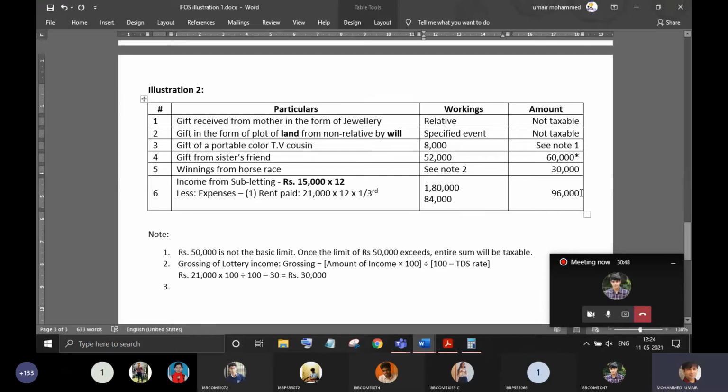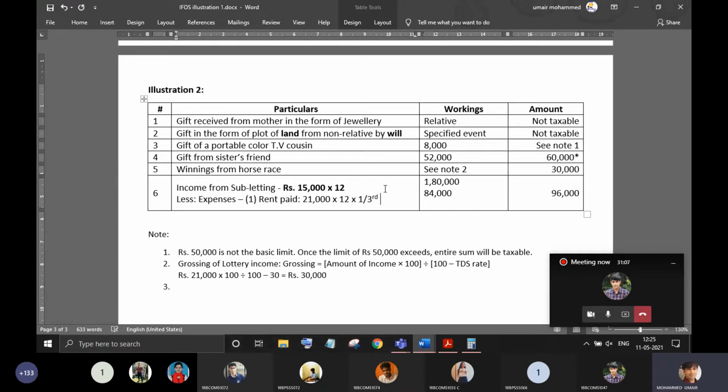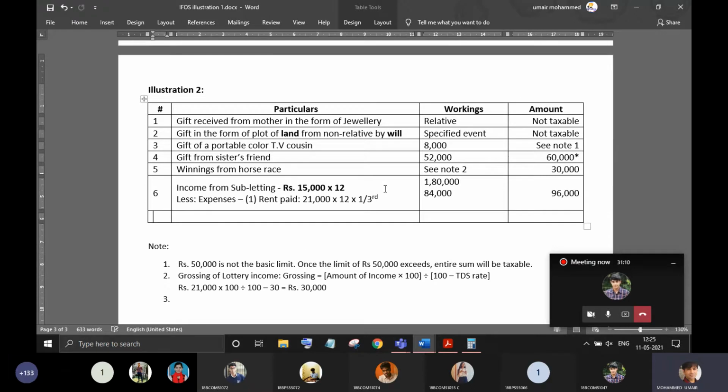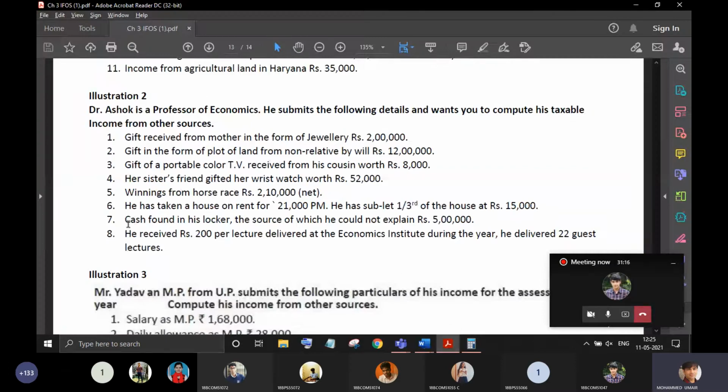As I mentioned to you, any expenses pertaining to subletting has to be a portion of sublet. Entire house is sublet, you guys can deduct the entire amount. Part of the house is sublet, you have to find out the proportion and apply that proportion of sublet to the expenses.